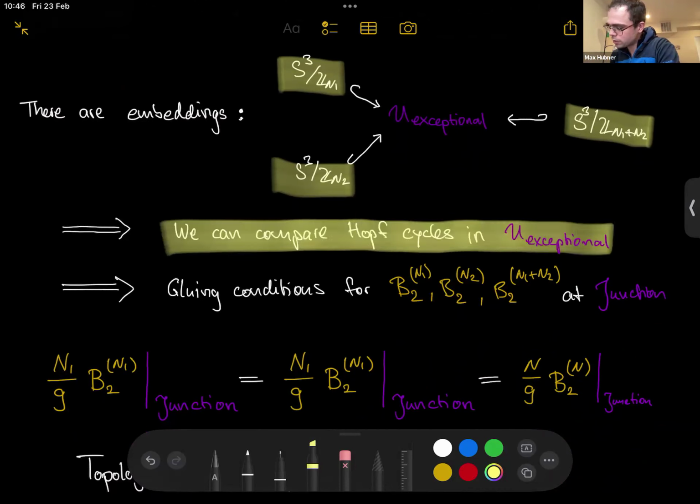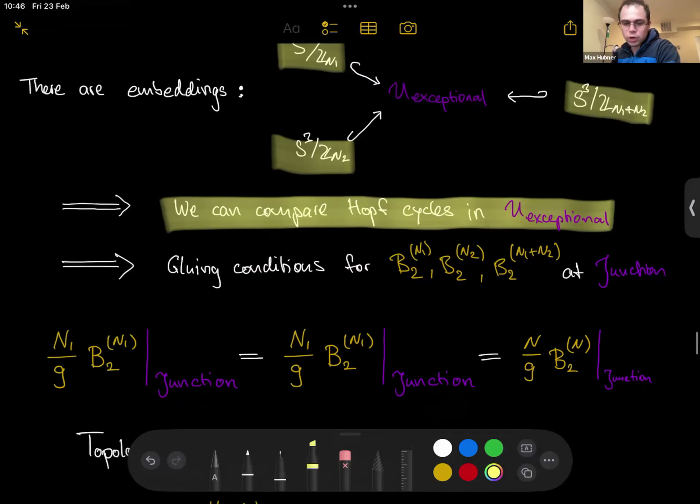We can compare the Hopf cycles in this common exceptional radial shell. And this gives gluing conditions, because these Hopf cycles are not independent, and the dependence relation in homology exactly gives you a gluing condition. And the gluing condition looks like this. So N1 over G times B2 N1 at the junction needs to be, oh, I just copied that, N2 over G B2 N2 at the junction, and that needs to be N over G B2 N at the junction. And this is an equation which results in ZG, and we'll see momentarily where that comes from.